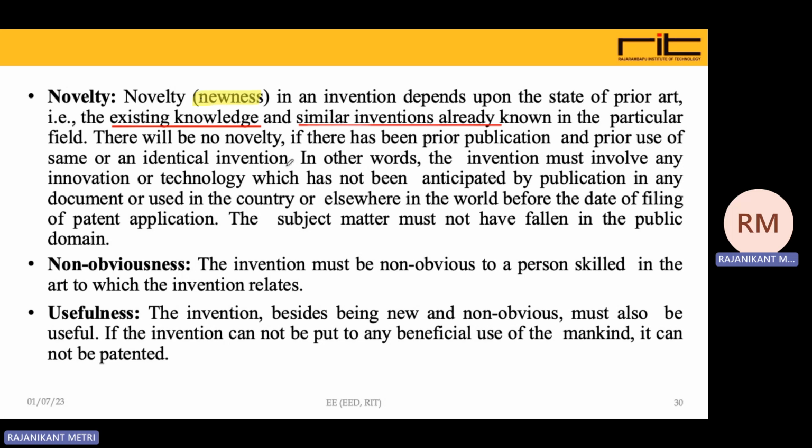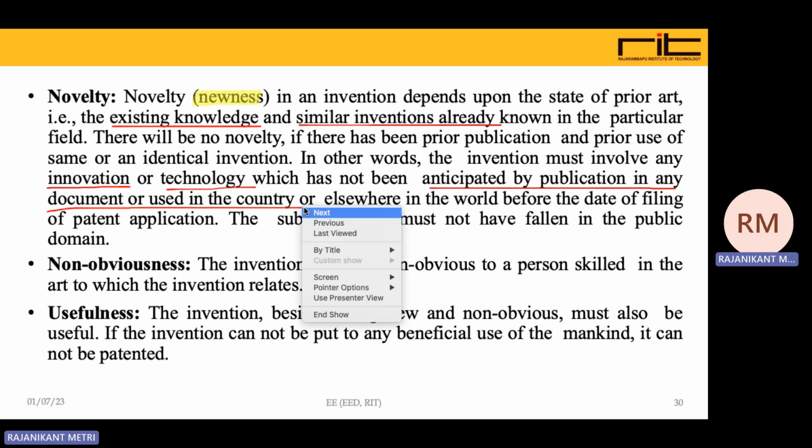If you have identified or created some new process but you have published that work in a publication, then it cannot be patented. In other words, the invention must involve an innovation or technology which has not been anticipated by publication in any document or used in the country or elsewhere. So it should not have been published or documented anywhere in the country or elsewhere in the world before filing the patent application.